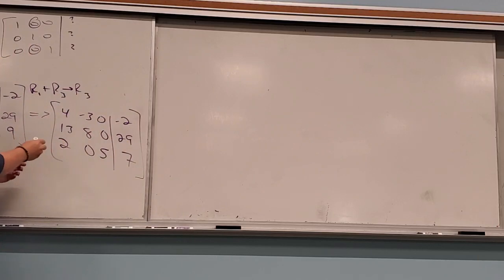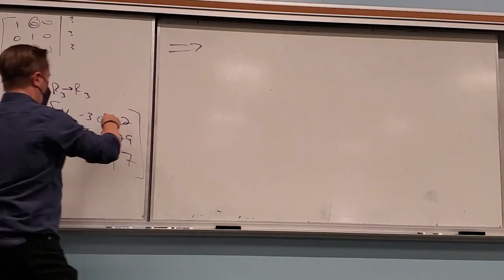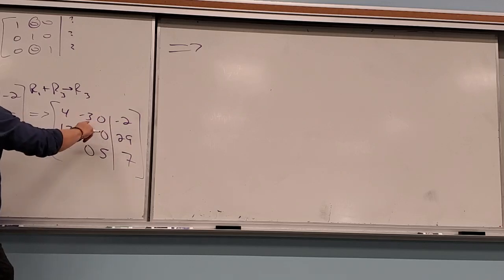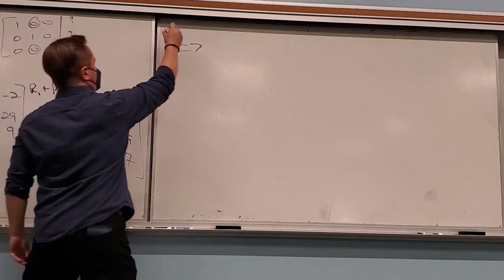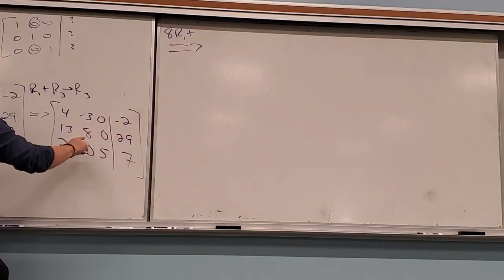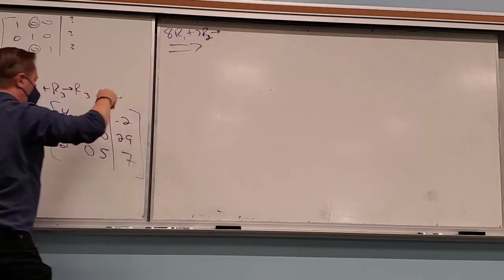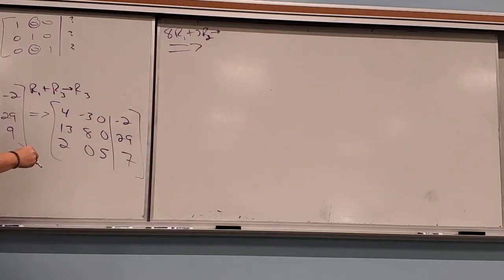So what I'm going to do, let's write down what I'm going to do. I'm going to multiply row 1 by 8. And what am I going to multiply row 2 by? 3. And I'm going to put the answer where? Row 1. Yeah, I'm going to put it in row 1 because that's where I want the 0 to show up, right?